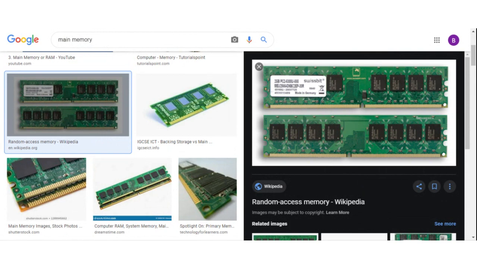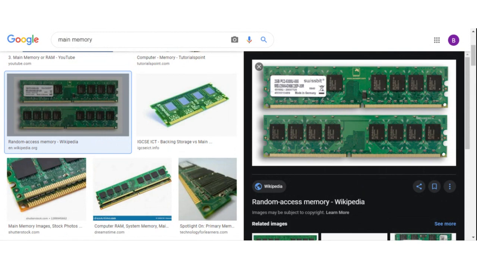For the static, we say you don't have to refresh it. What about the dynamic? You have to refresh it. Correct. Then we said for the static RAM, it is less expensive. Dynamic?